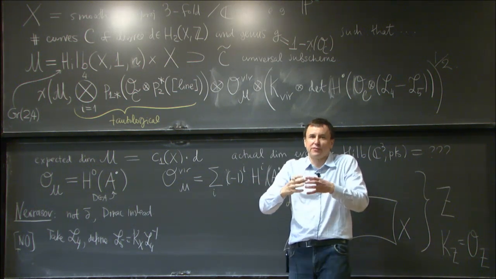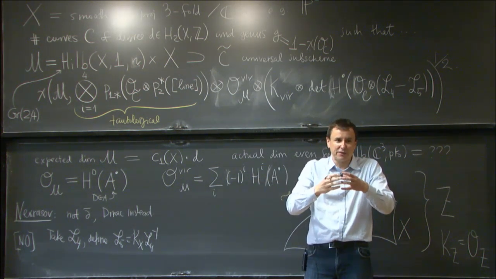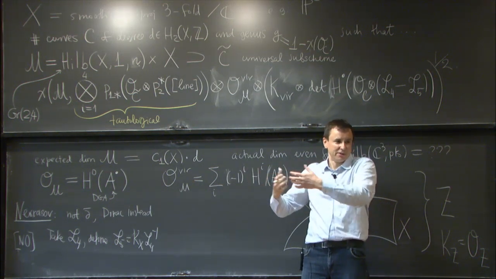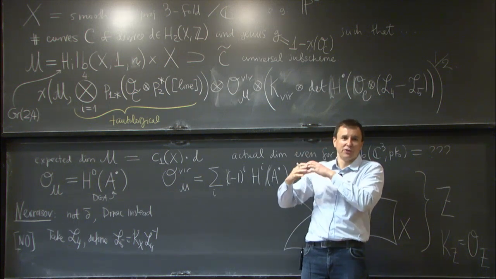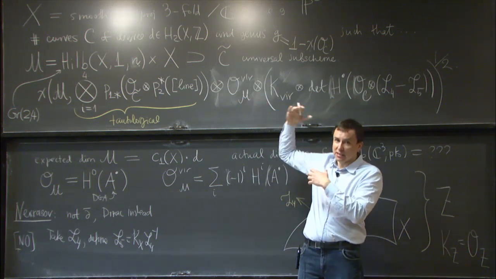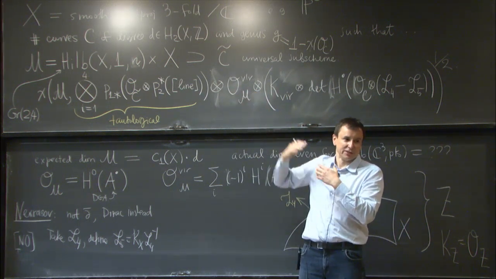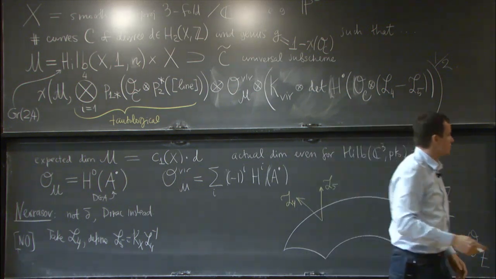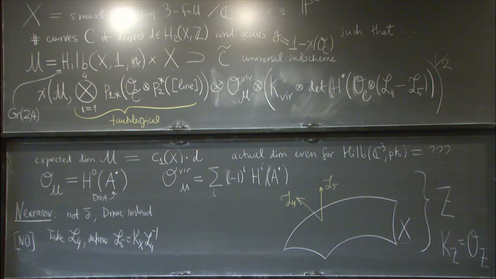right? I mean, if you think of a particular threefold, it may have more curves than the nearby threefold, right? And so this will give you a number which is constant in deformation families, right? So this will not be an actual number of curves on your threefold. Yeah. So, and this is also deformation invariant. It's just a different way to count.